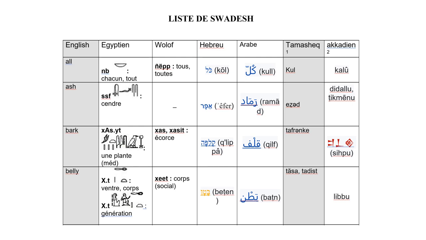And here you can see that the final B in Old Egyptian is a final P in Wolof. This is almost the same consonant, only the first one is B and in Wolof it is P. This is a known linguistic phenomenon. And you see, in Hebrew you have kol. This has nothing to do with the Egyptian word or the Wolof word. In Arabic you have kul. In Akkadian you have kalu. In Tamashek you have kul. You can also see that these Semitic languages, Arabic, Hebrew, and Akkadian, have nearly the same word, kol, kul, kalu. And the same is true between Egyptian and Wolof.